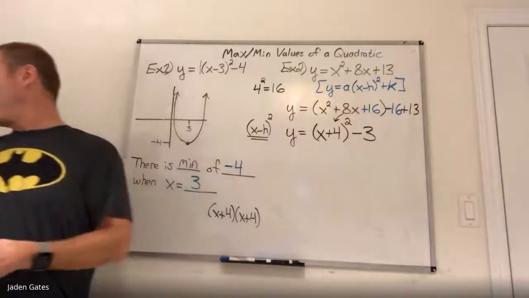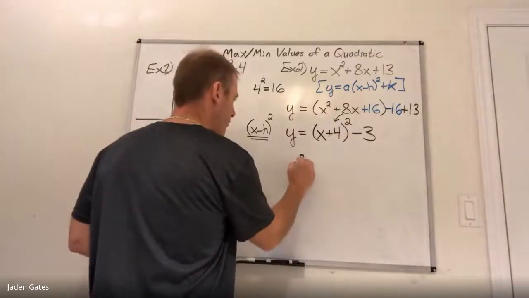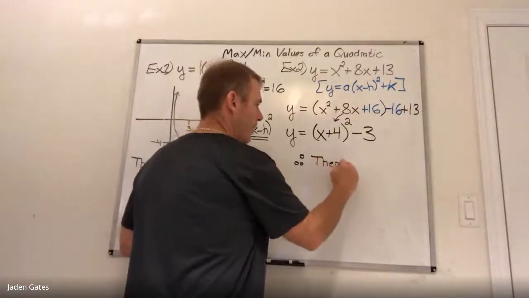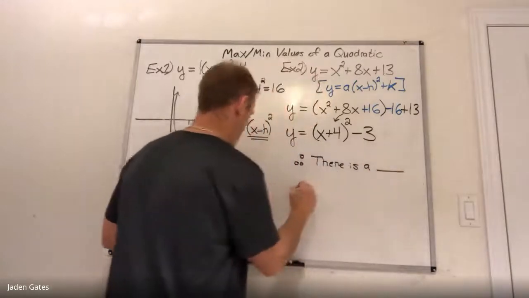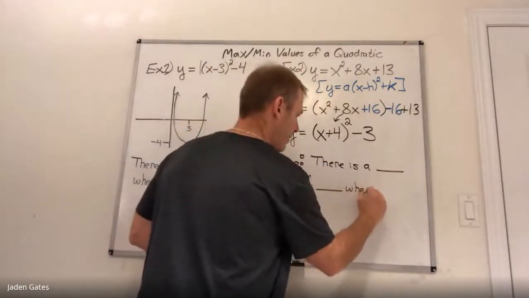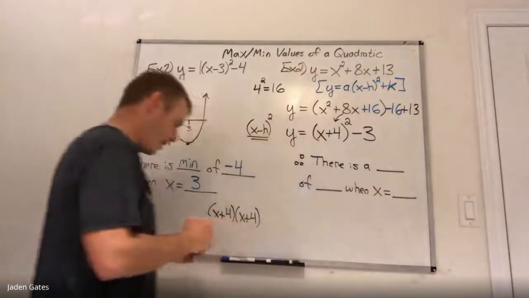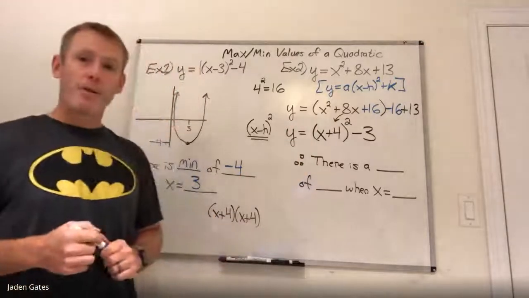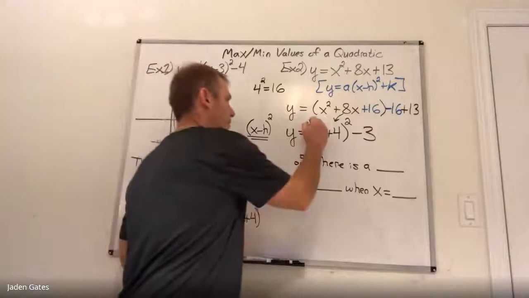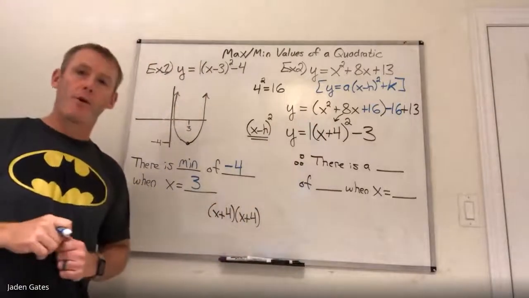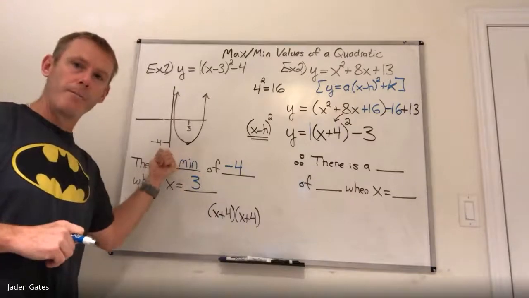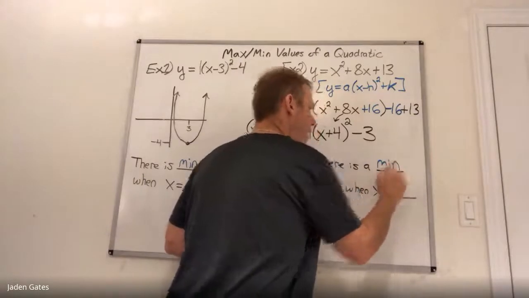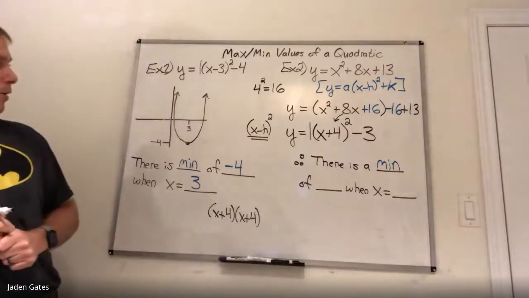And so now I can complete my sentence where I have "therefore, there is a blank when x equals blank." I'm going to fill in the blanks. So once again, if I want to know if this is our max or min, now I'm not going to draw a graph this time. There's a 1 there again in front. That's our a value. Because it's positive, just like our first example, it means our parabola opens up. So that means, again, we have a min.